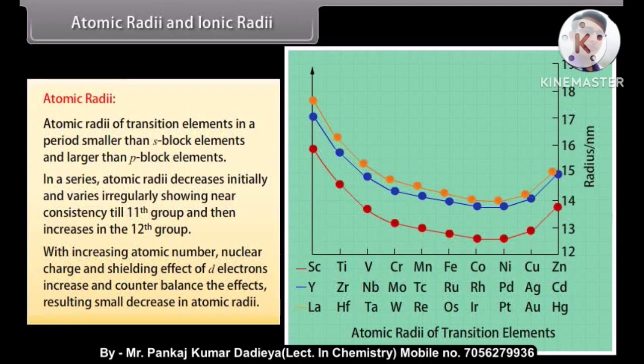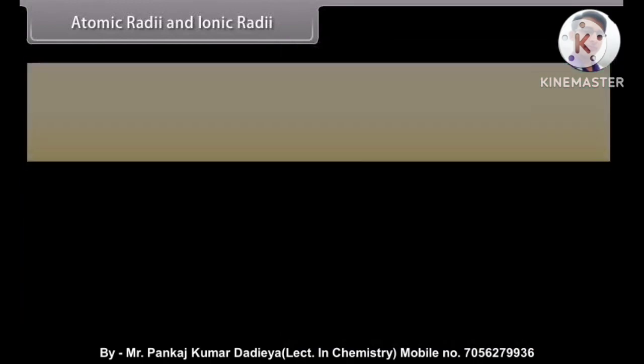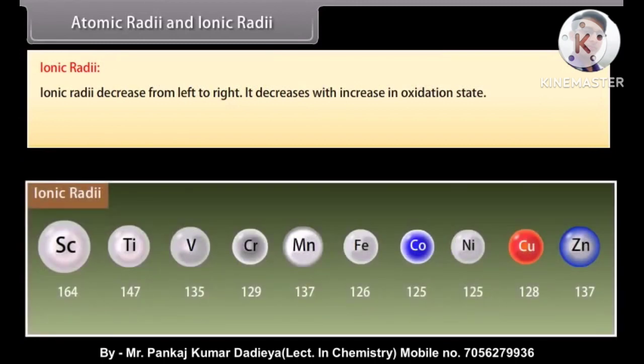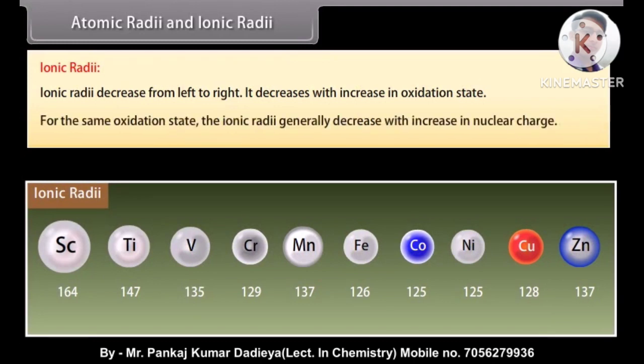In zinc, cadmium and mercury, there is increase in atomic radii due to electron repulsion which exceeds the nucleus' outermost shell attraction. Ionic radii. Ionic radii decrease from left to right. It decreases with increase in oxidation state. For the same oxidation state, the ionic radii generally decrease with increase in nuclear charge.